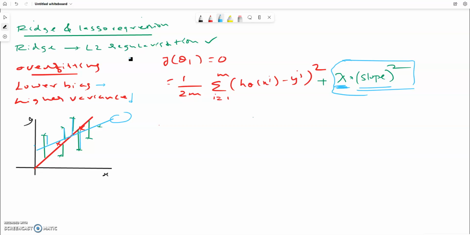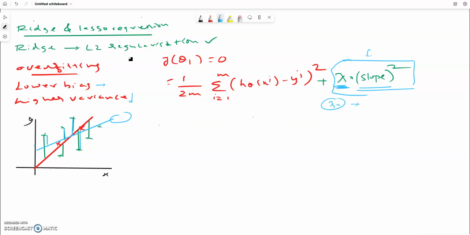Now, the L2 penalty is quadratic, because it has slope whole square. Lambda is chosen by cross validation, which helps achieve low variance, right? When lambda is equal to 0, the whole penalty will be 0. So we are just minimizing the sum of squared residuals. We need to arrive at a slope close to 0. But what is happening here?